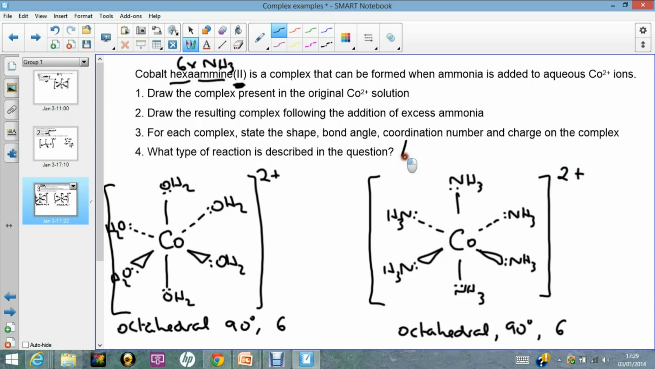Type of reaction, this is a ligand substitution. If you've not covered this yet, this basically means that we are swapping one type of ligand for a different type of ligand, so we're just substituting one thing for another.